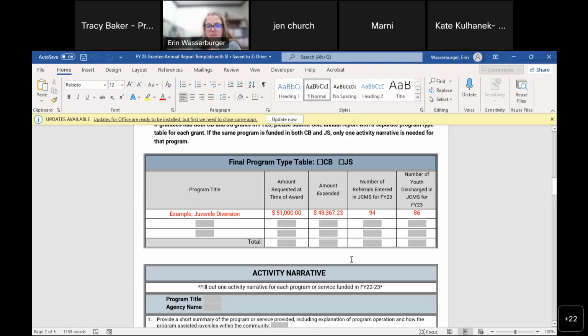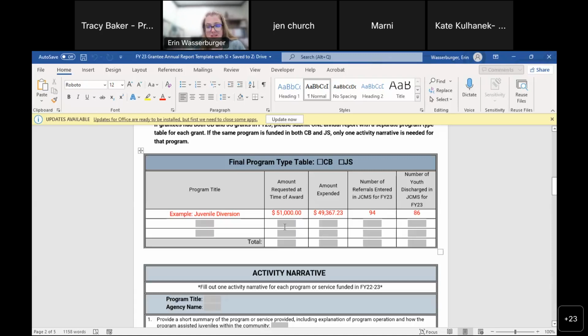If you have the exact same program listed that's funded both in CBA and JS, which is fairly common, the number of referrals will probably be the same. The amounts might be different. You need to put them on both program tables, but you only need to do 1 narrative. So if you fund diversion through both CB and JS, we would only see 1 diversion narrative, but we would see diversion on both program tables.